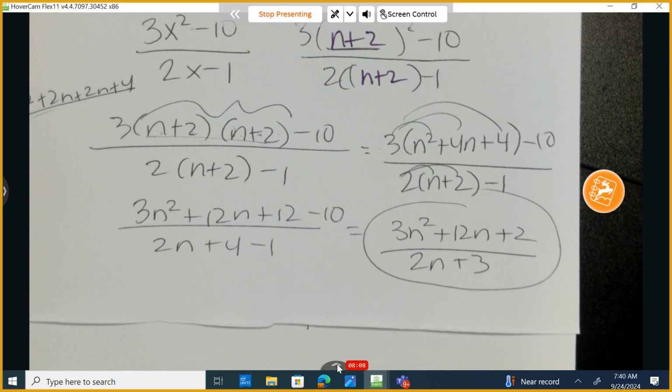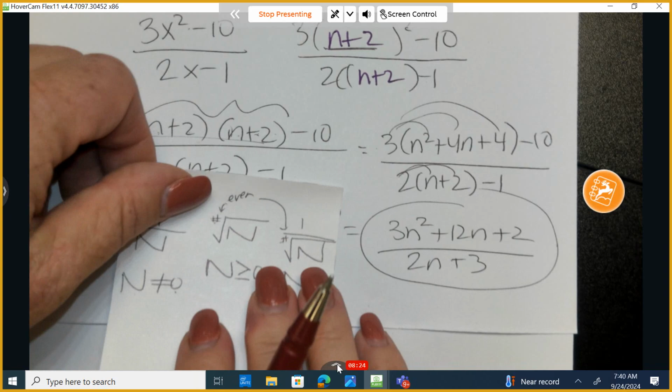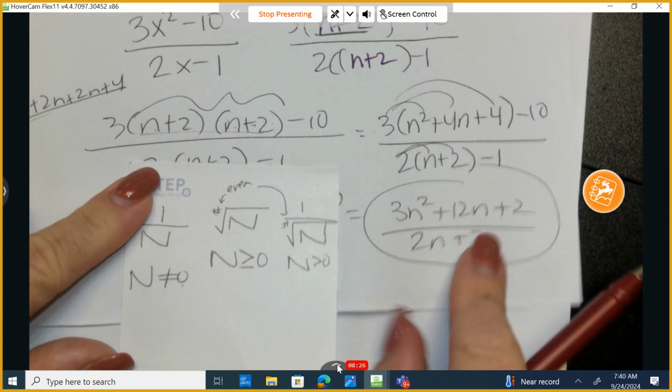Here's what I want to know next. You ready? 30 seconds. What is the domain of what I've circled? If you're unsure, you check with your tutor right now. If you feel confident, you try it on your own. Ready? Begin. What is the domain of this expression?